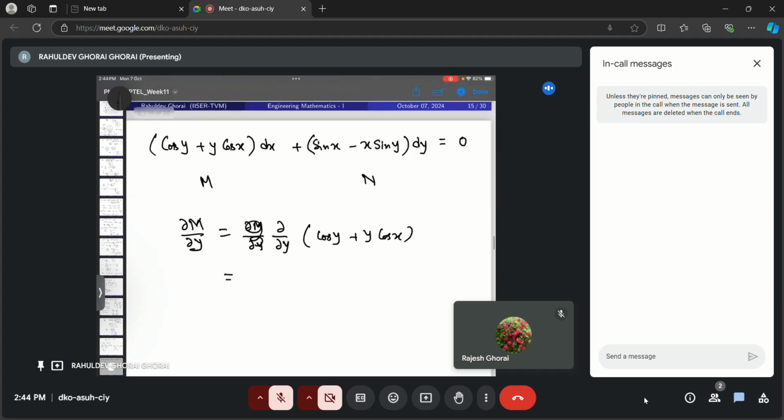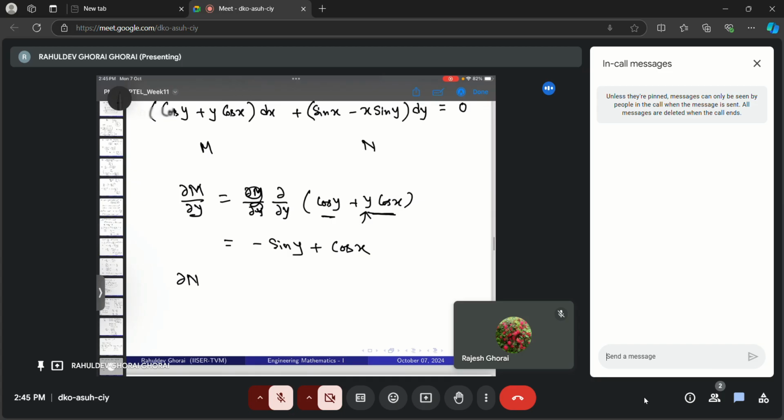So first component you don't have any x, so del y of cos y means minus sin y. And the second component, x is fixed. So cos x will behave like a constant in this case. So only the derivative will be with respect to y, which will act on the function y. And del y of y means if you take derivative of y, that is 1. So plus cos x.